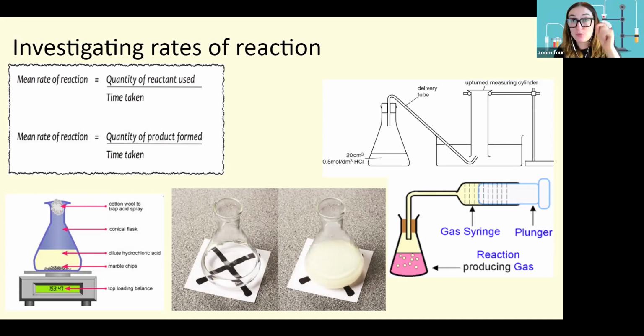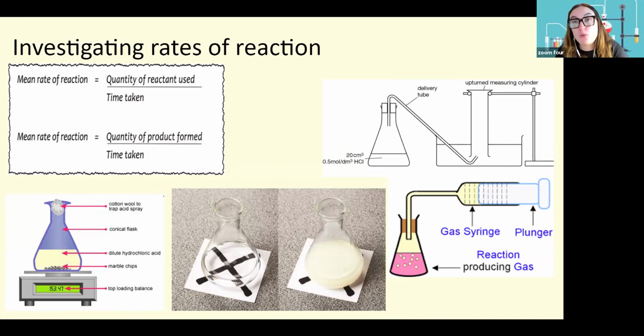The reason we put the cotton wool there is to stop the acid spraying. Sometimes, and those of you who are in my class will remember, sometimes this reaction can be a little bit vigorous. And sometimes, when you add the marble chips to the hydrochloric acid, it bubbles up and fizzes quite vigorously. And that might mean that the acid kind of spits out the top. You don't want that to happen because that will make it look like you've produced loads of gas, but you haven't. You've just lost a load of acid.